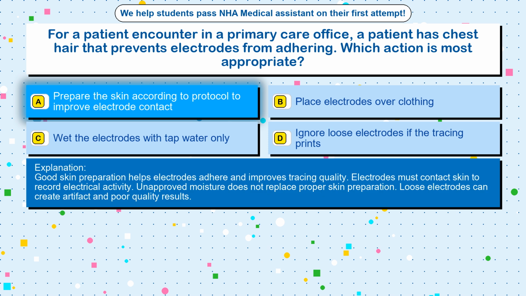Good skin preparation helps electrodes adhere and improves tracing quality. Electrodes must contact skin to record electrical activity. Unapproved moisture does not replace proper skin preparation. Loose electrodes can create artifact and poor quality results.